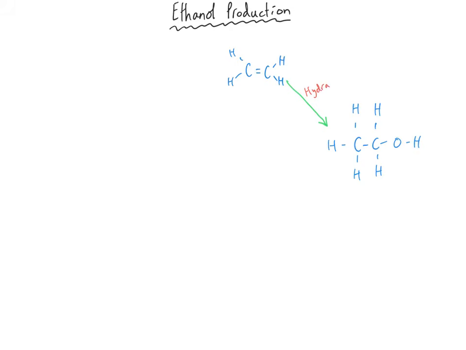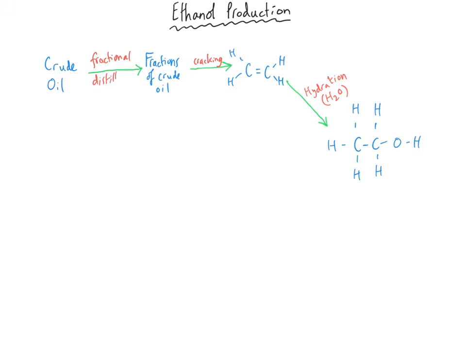And as you can see from the ethene molecule, we are missing atoms of oxygen and hydrogen, and so this is a hydration reaction where we add water. Following this process backwards a little bit, ethene is produced when one of the fractions in crude oil is cracked in a cracking reaction. And of course, those fractions were originally derived from crude oil in the process of fractional distillation. And crude oil itself is a fossil fuel formed over a period of millions and millions of years, which means it is very definitely a non-renewable resource.